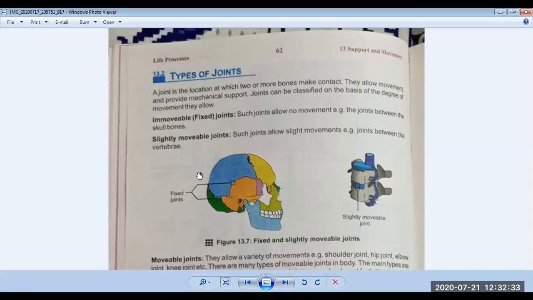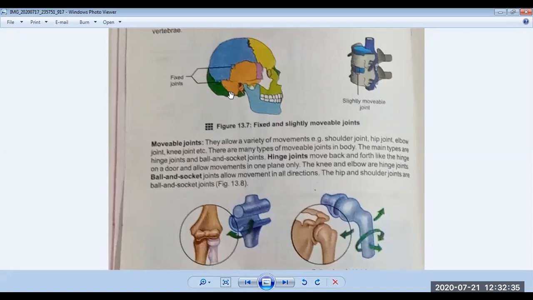Now we will discuss the movable joints. What are these? Movable joints allow a variety of movements. For example, shoulder joint, hip joint, elbow joint, and knee joint. There are many types of movable joints, so movable joints are further divided into different types, and they are hinge joints and ball and socket joints. We will discuss the types of movable joints.